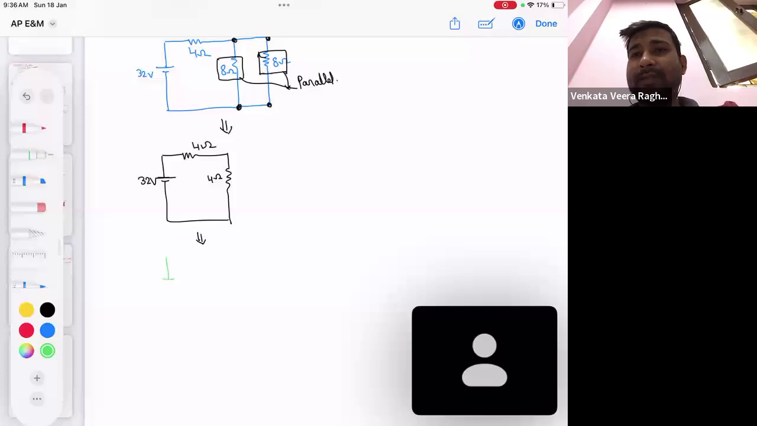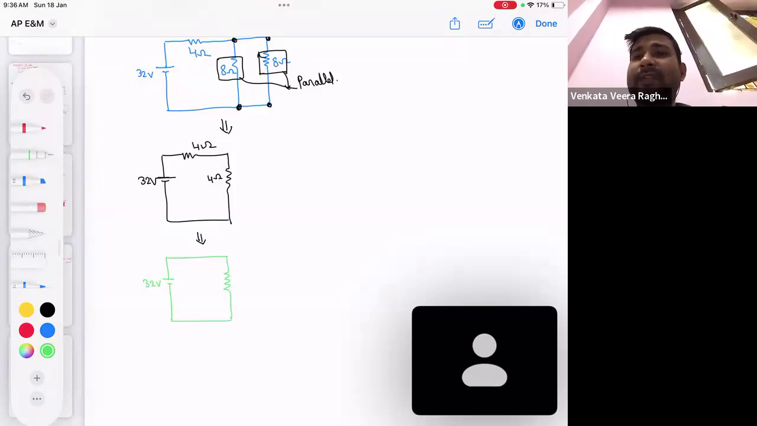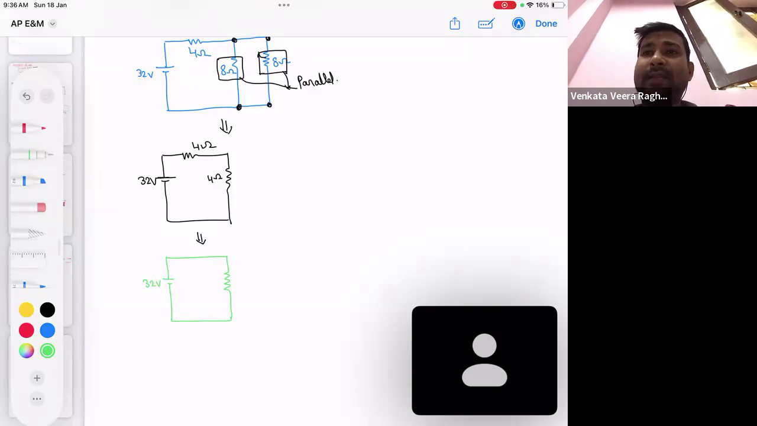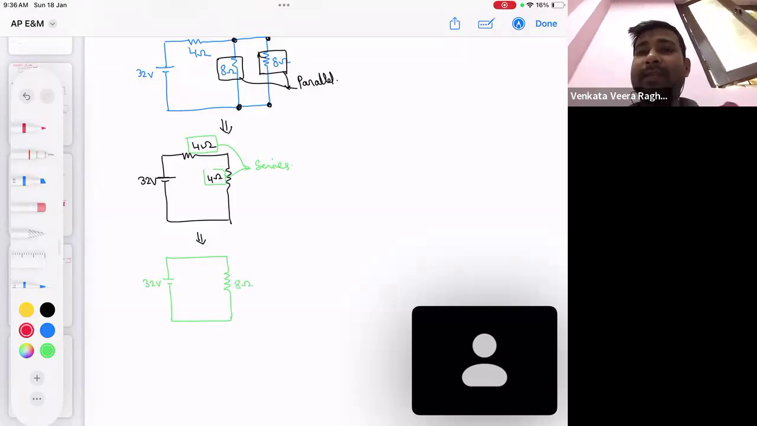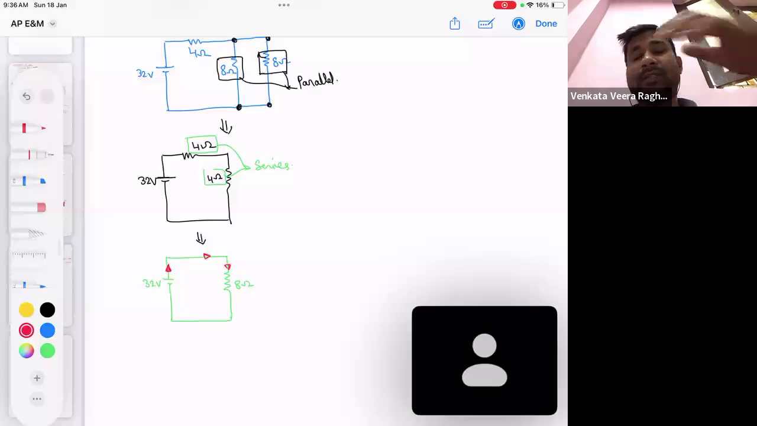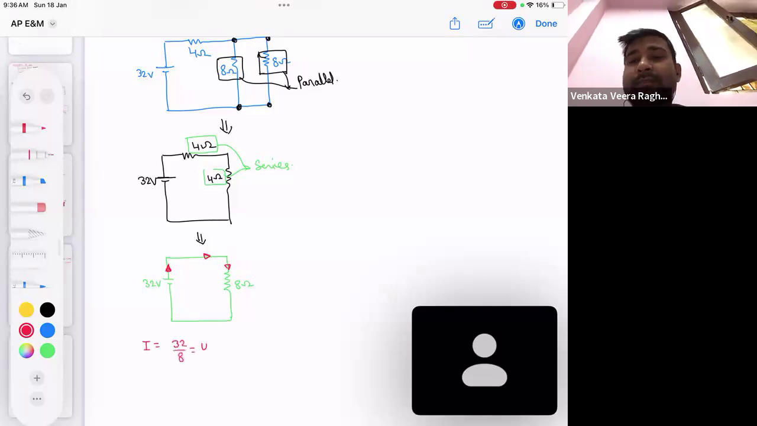So can I say my final circuit is a 32 volt battery and this 4 ohm and 4 ohm connected in series, right? Check it again. These two become what connection? These two become the series connection, right? The 4 and 4 in series will come to 8 ohm. Now I can get the current. The total EMF of the circuit is 32 and the total resistance of the circuit is 8 ohm. So what will be the current in the circuit? 32 divided by 8, that means 4 ampere.